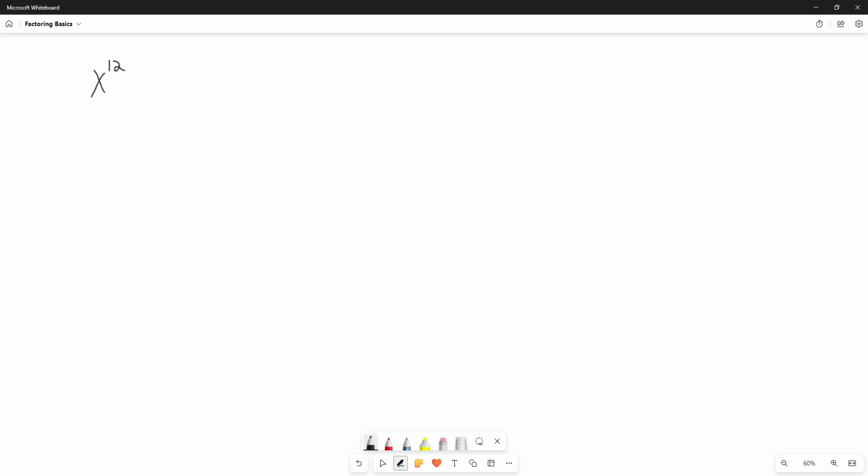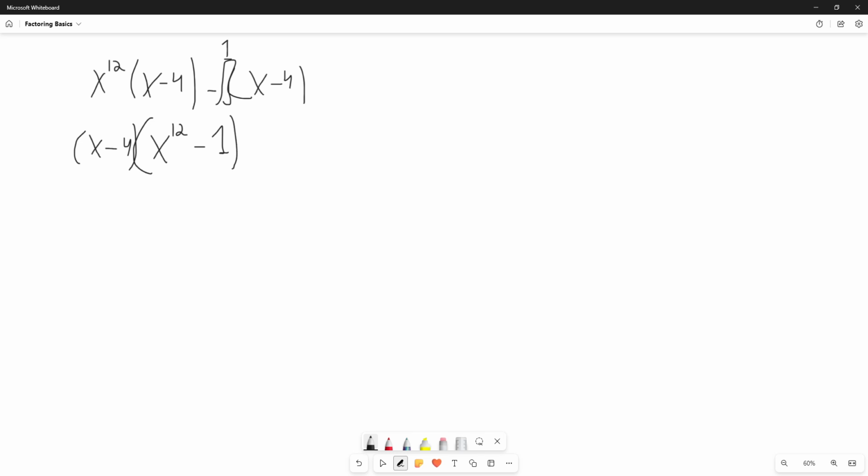So we have x to the power of 12, x minus 4, minus x minus 4. So we see that a common term between all of them is x minus 4. So let's divide each one. So x to the 12 multiplied by x minus 4 divided by x minus 4 is x to the 12. And this one has an invisible 1 here, a minus 1. So we have a minus 1 here that multiplies to the x minus 4 to get you this term.